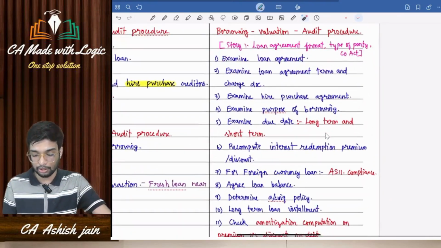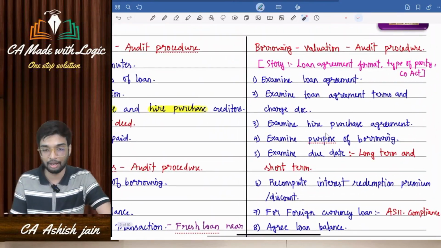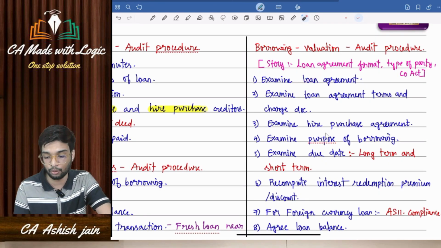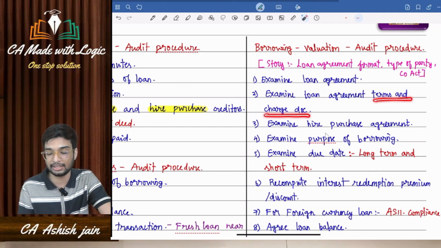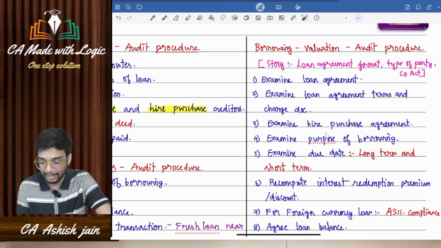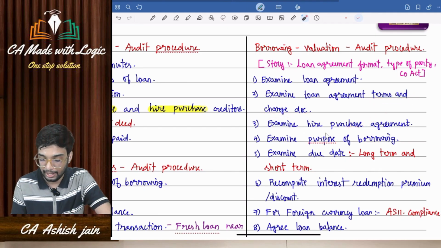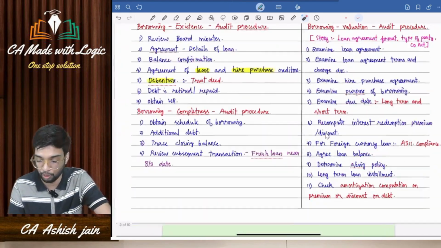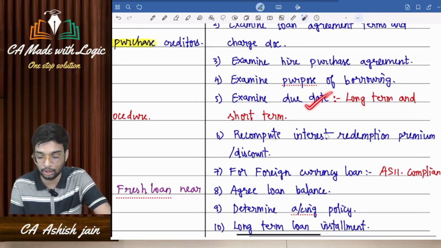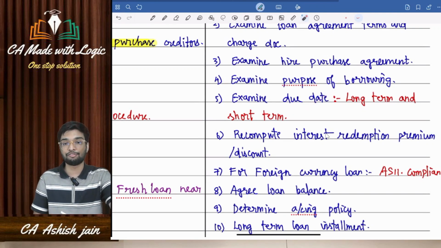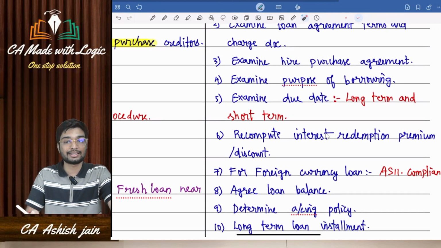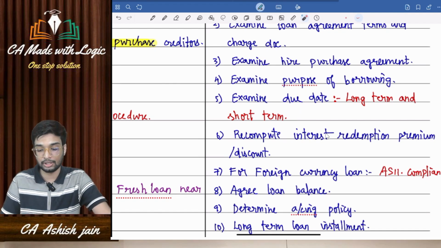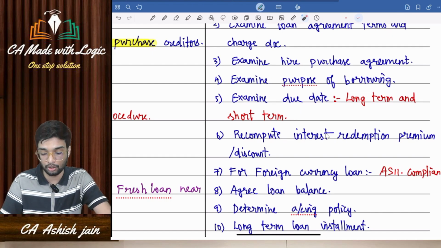So almost all the points here we will be covering. First, the auditor will examine the loan agreement. Then he will examine the terms and conditions, the charge documents, the hire purchase agreement, and the purpose of loan, which we have also seen. Then examine the due date. What is the due date? If the loan is repayable within less than 12 months, it will be treated as a short term loan. If it is repayable after more than 12 months, it is a long term loan.